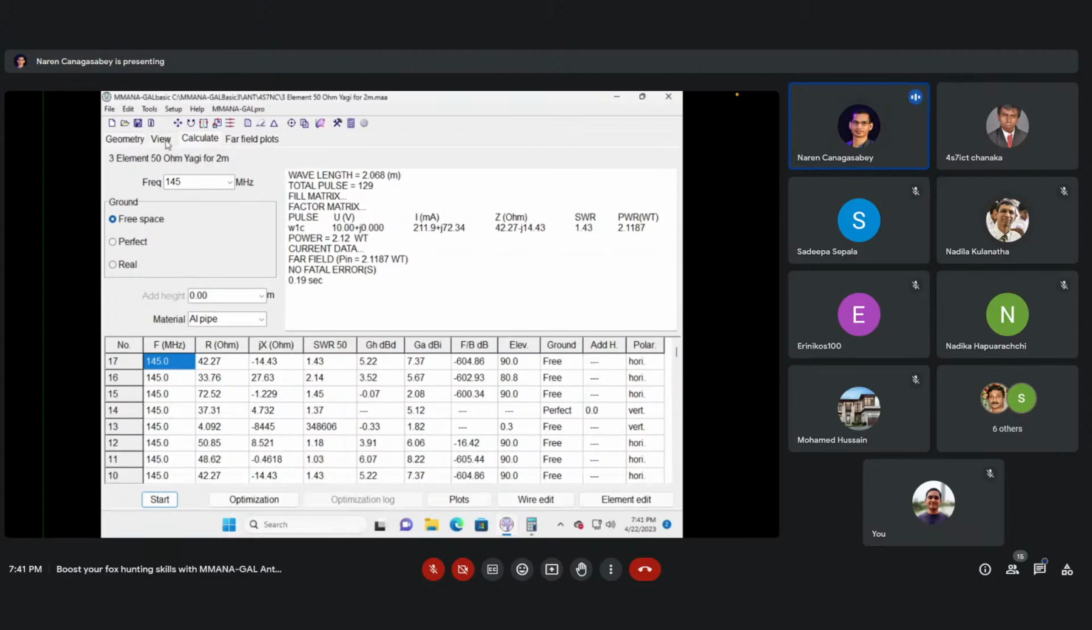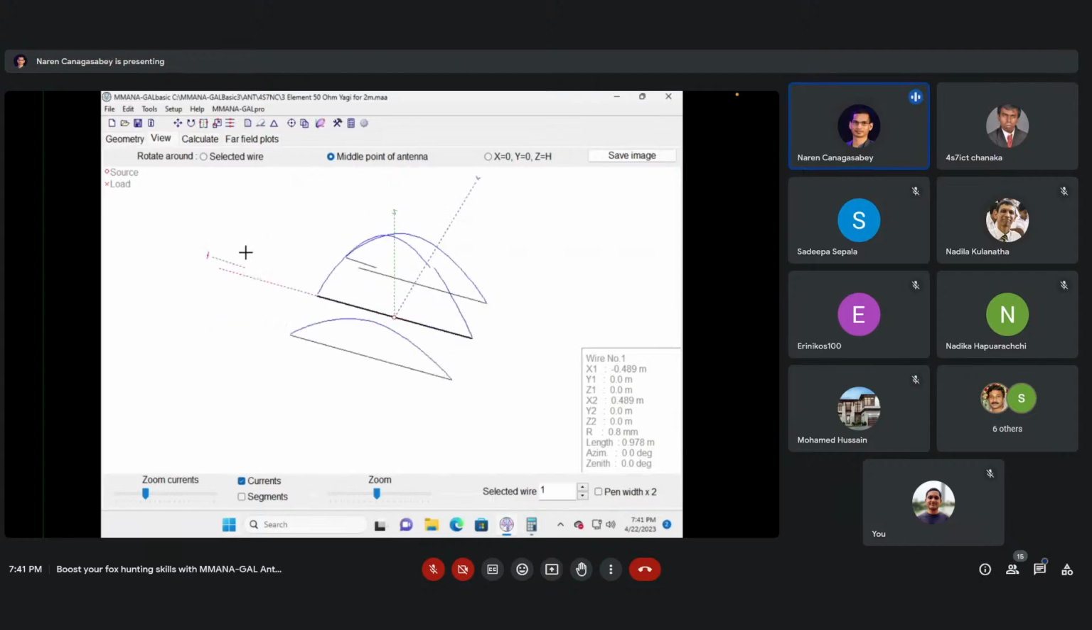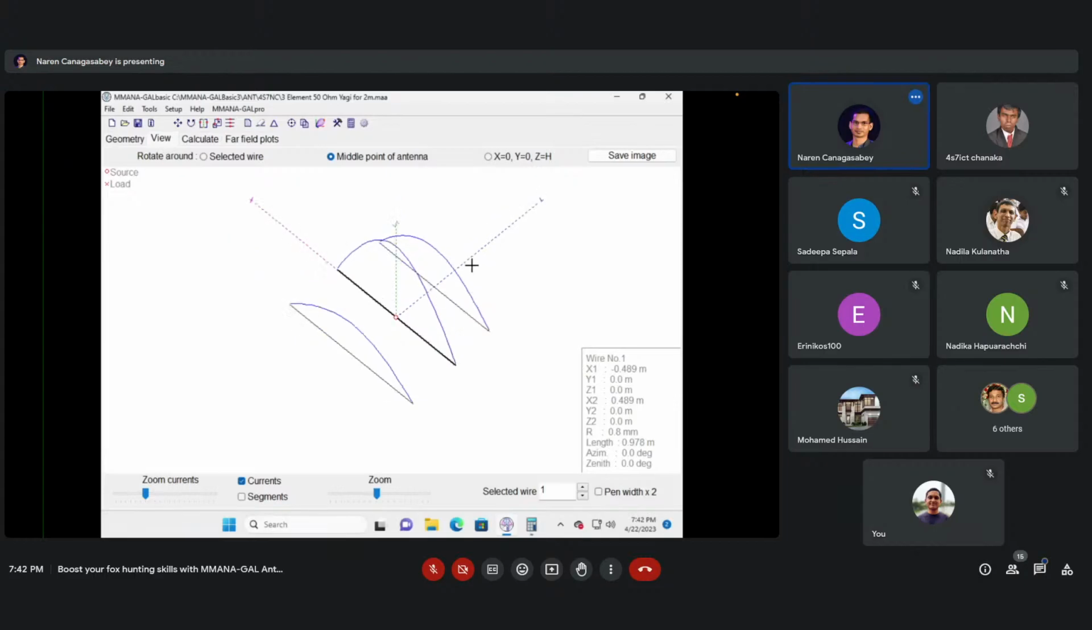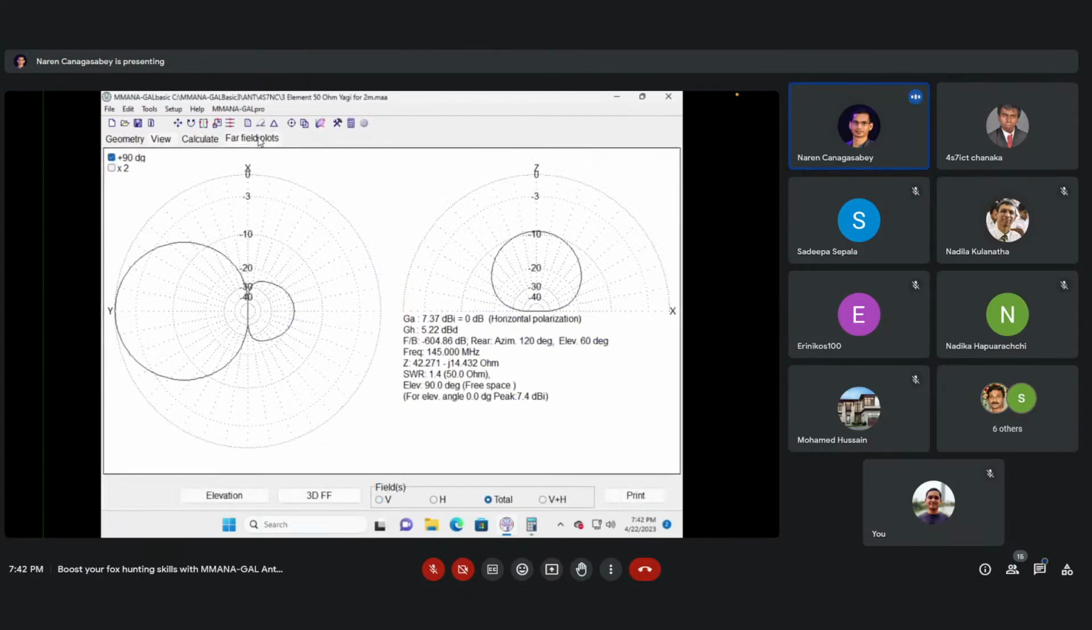If I go back to the view tab, here you can see the currents on the elements: on the driven element, on the reflector, and on the director. These are the currents. Here, if we go to far field plot, you can see what the antenna looks like.